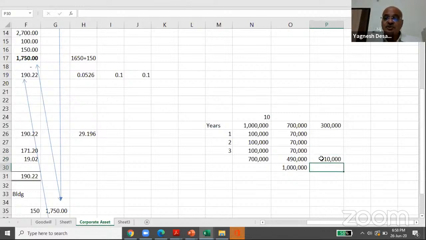So now when I do the recovery reversal of impairment losses, my impairment loss recovery cannot go beyond 2 lakhs 10,000. So in other words, my carrying value revised cannot go beyond 7 lakhs rupees.